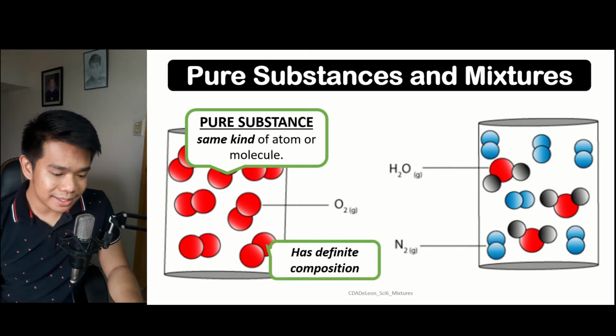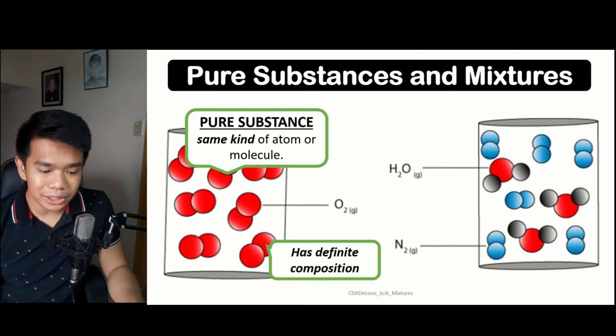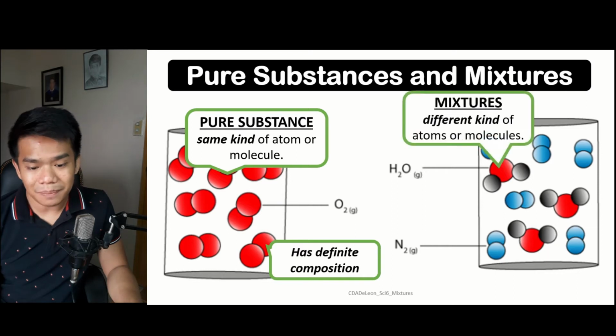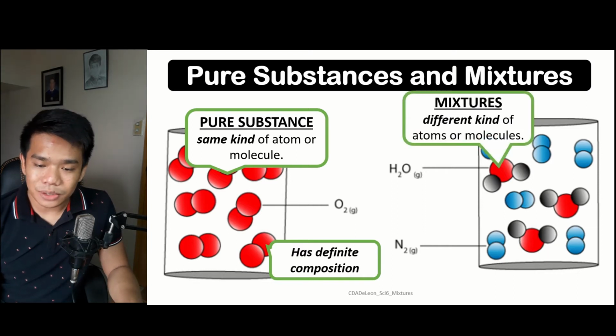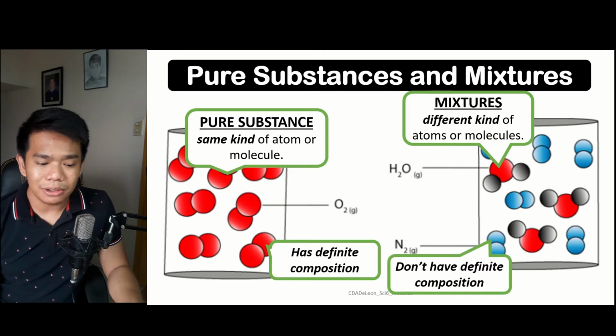Now, in this case, for example, we have the oxygen molecule, so it is represented by the red circles. As you can see, each oxygen molecule is made up of two atoms of oxygen. So that is why every molecule represented in this diagram has two circles. Meanwhile, mixtures, on the other hand, are made up of different kinds of atoms or molecules and don't have a definite composition.